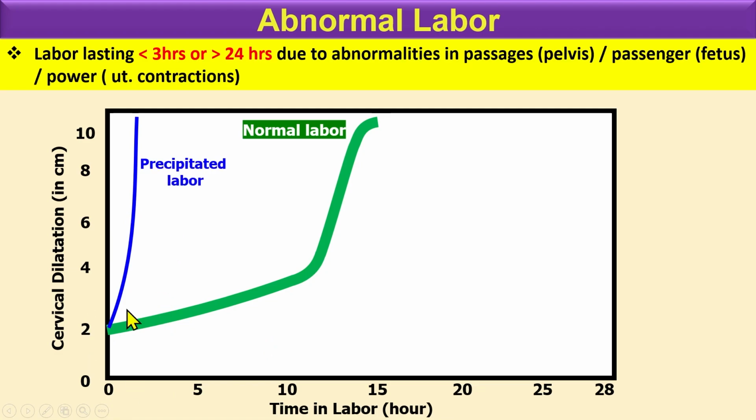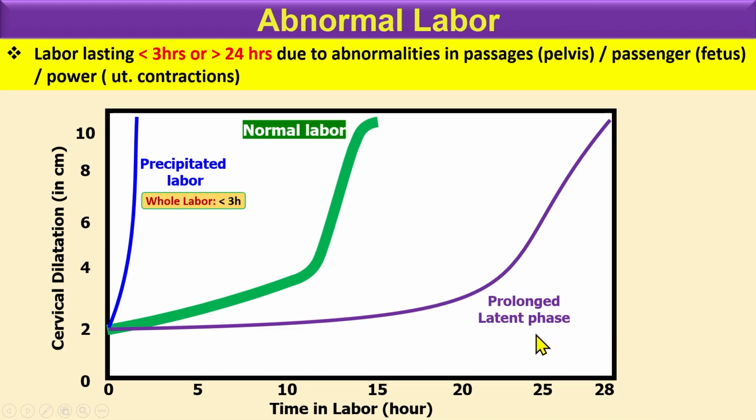This means the whole process of labor occurs in less than 3 hours. Okay, so this is known as precipitated labor. Now look at this curve. This shows the prolonged latent phase in the nullipara if it occurs for more than 20 hours, or in the multipara if it's more than 14 hours. This is known as a prolonged latent phase.